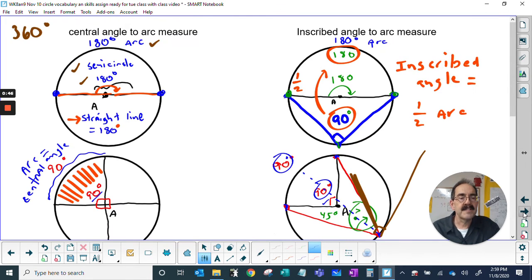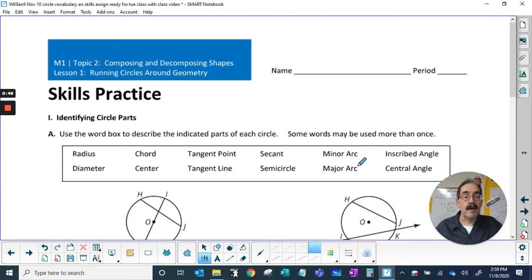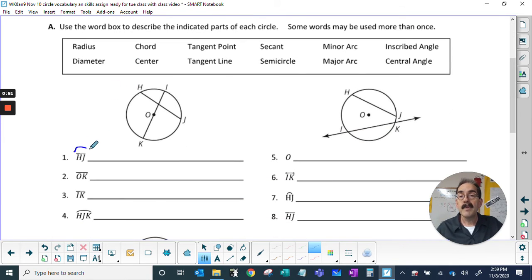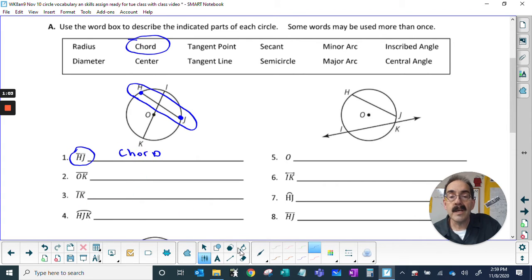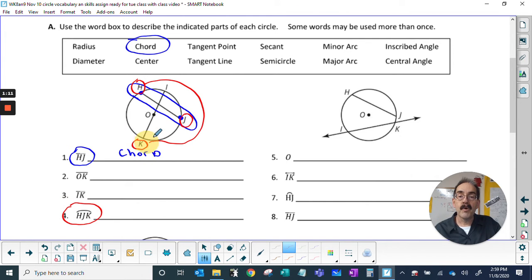Now in our solo activity, we had to use some vocabulary. So let's just do a couple. HJ. Well, HJ has endpoints. It is a segment, and when it's a segment, we call that a chord. Okay, let's go down and look at arc HJK. More than half a circle. When it's more than half a circle, we call that a major arc.